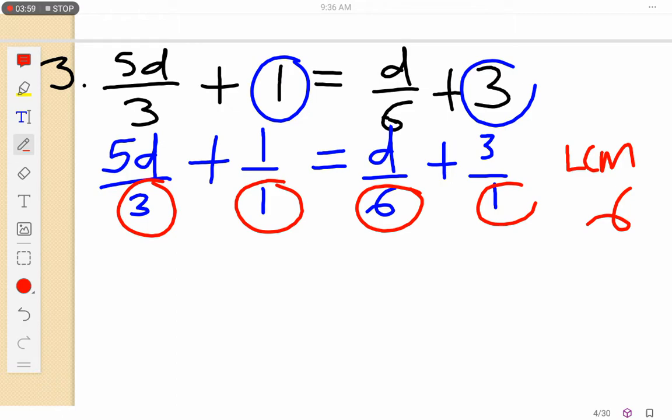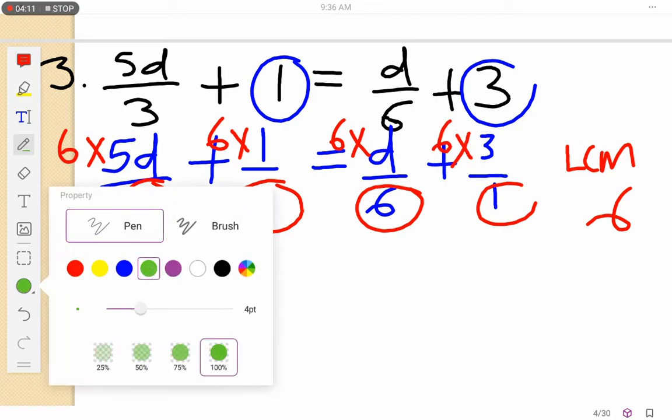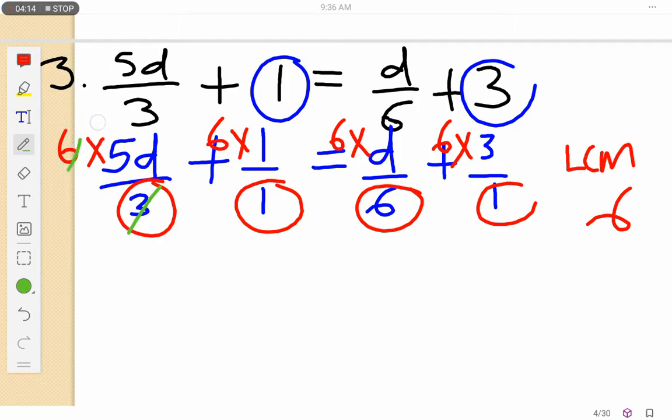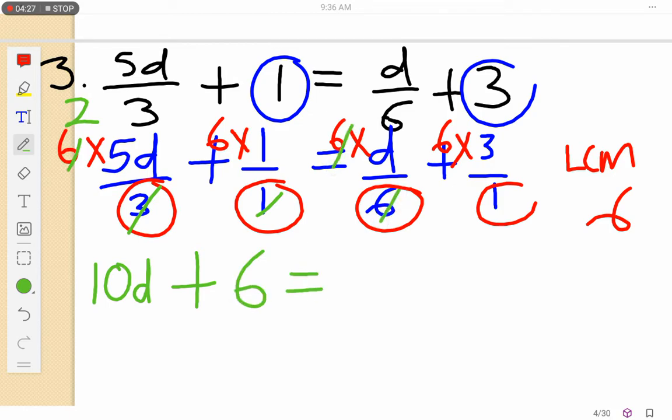3 can go into 6, 6 can go into 6. So we can multiply everything by 6. Let's multiply everything by 6. Multiplying everything by 6, we can now divide 3 into 6, 2. 2 times 5d, I'll get 10d, plus 1 into 6, we get 6 times 1, we get 6. This is equal to 6 into 6, 1, 1 times d, we get d. Then plus 1 into 6, we get 6 times 3, we get 18.